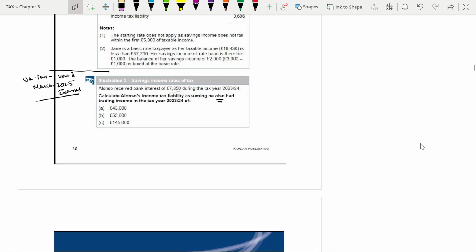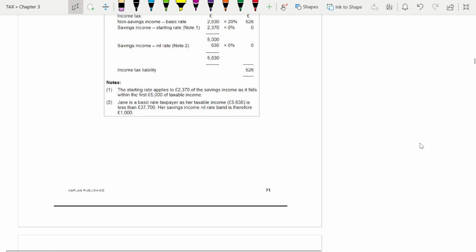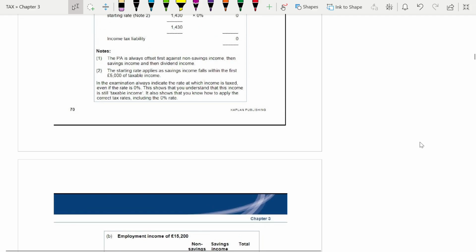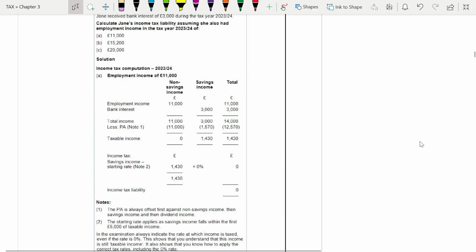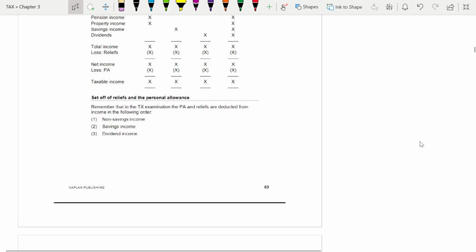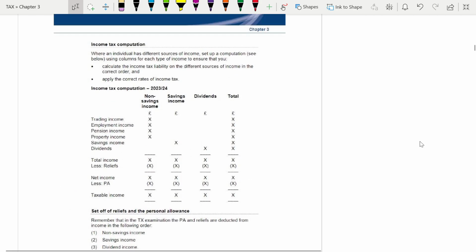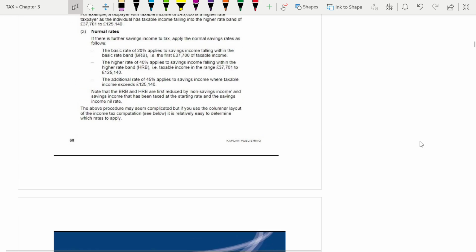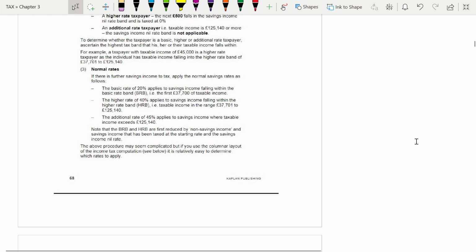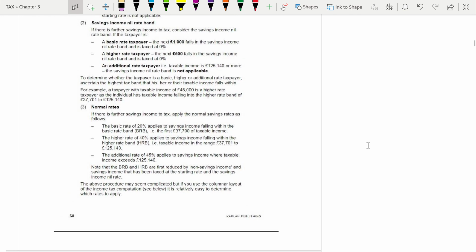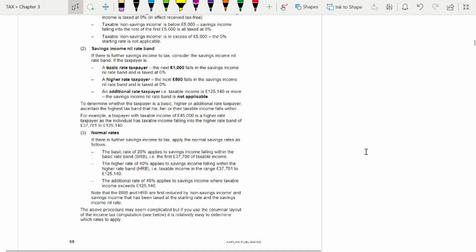There are clear rules mentioned. Let me go back to see what they have mentioned, which will make it more specific for us: when it will apply and when it will not apply.